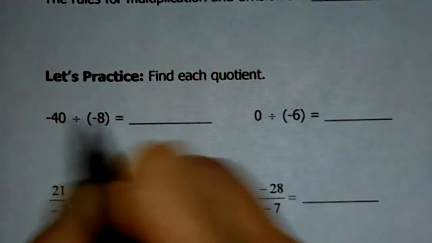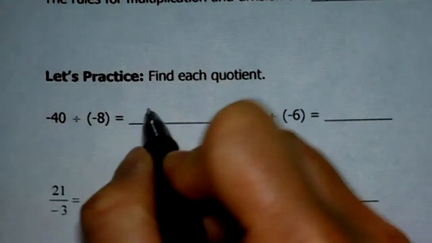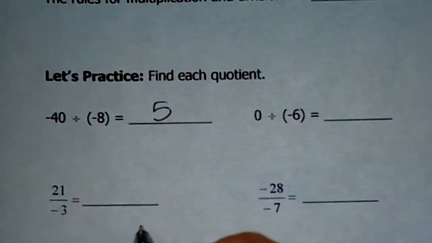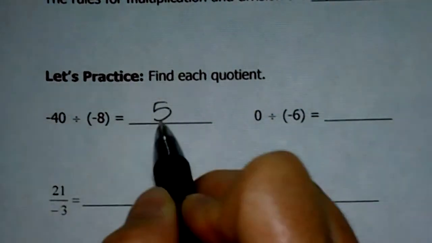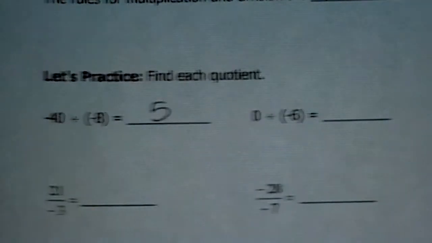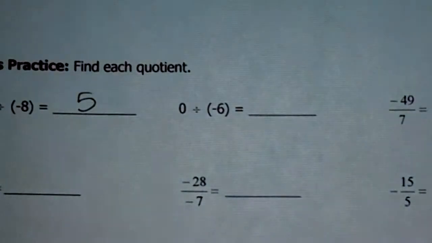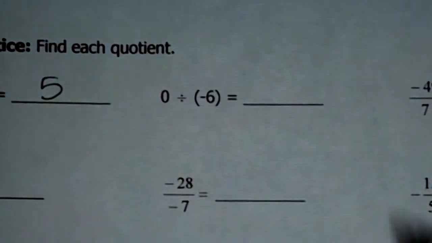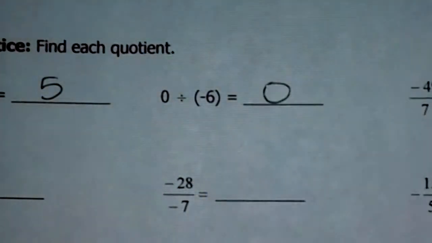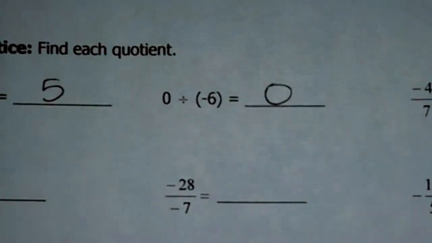Okay, first off, 40 divided by 8 is 5, because I know that 5 times 8 is 40. And two of the same sign means it's a positive 5. Done. All right, next I have 0 divided by negative 6. Anytime you're taking 0 divided by something, it's always 0. And 0 can't be positive or negative, so leave it alone.